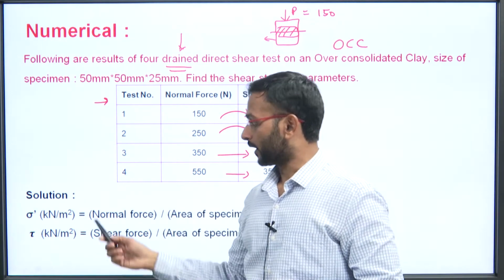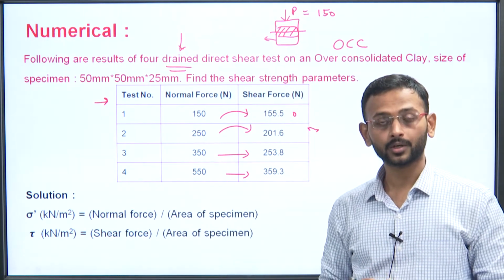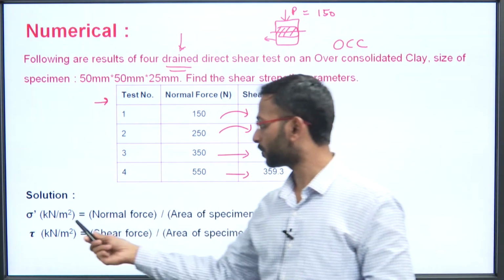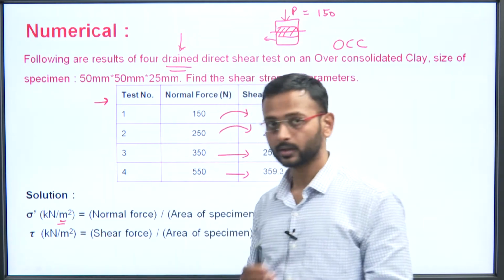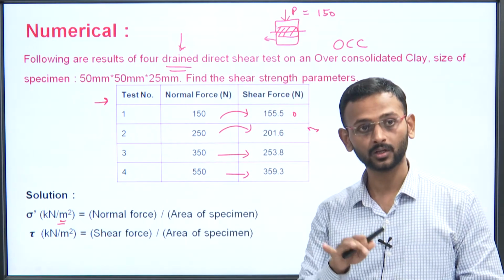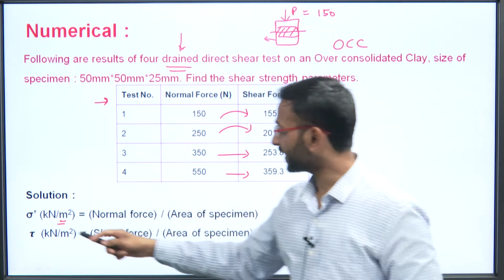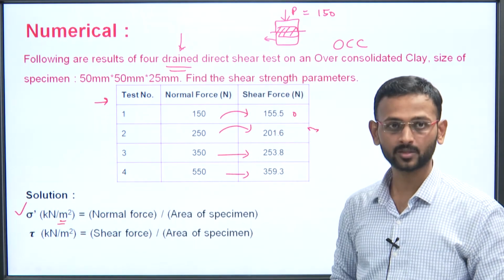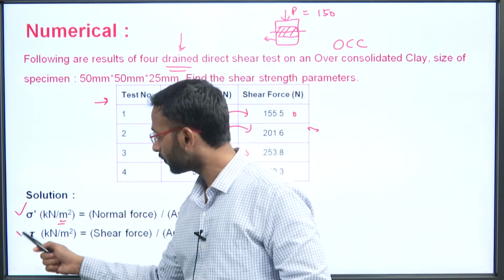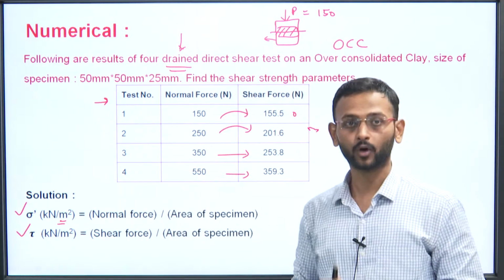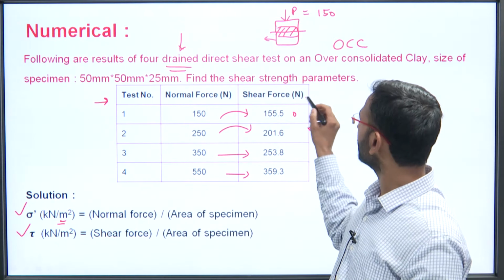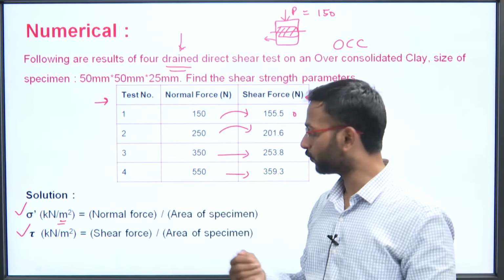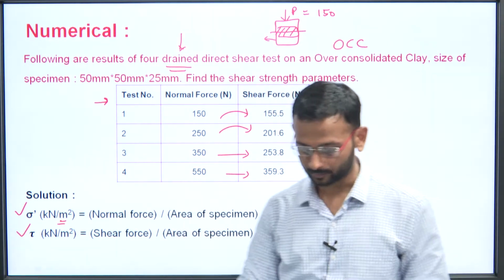Okay, when you have to find the stress values, we simply take the area of the soil specimen on which the force is acting. So if you take sigma dash, what happens there? It is normal force per unit area of specimen, and similarly if you want to find the tau, that is the shear stress, you will be taking into consideration the shear force. So shear force upon area of specimen.